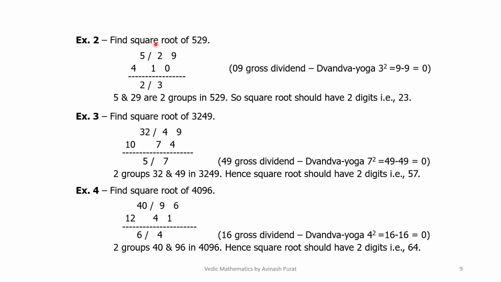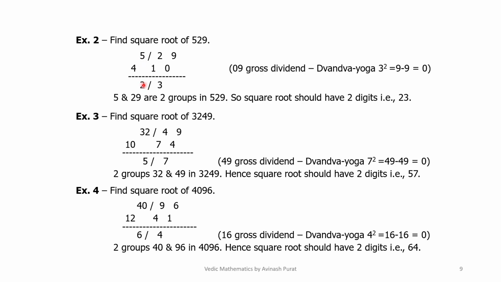Example 2. Find the square root of 529. 29 is the first group and 5 is the second group. Slant line after 5. The maximum square below 5 is 4, that is 2 square. 2 is written down. 2 multiplied by 2, 4, is taken as the divisor.